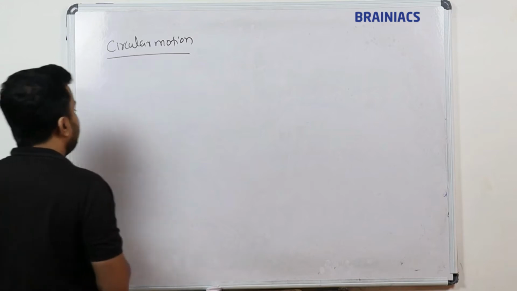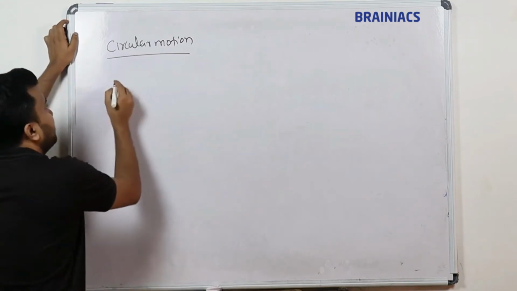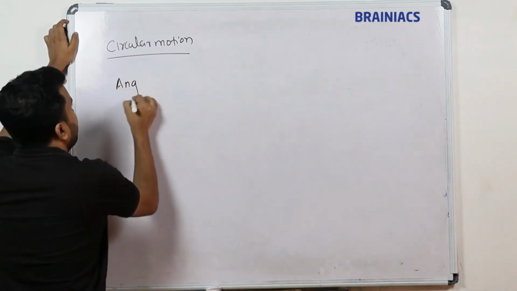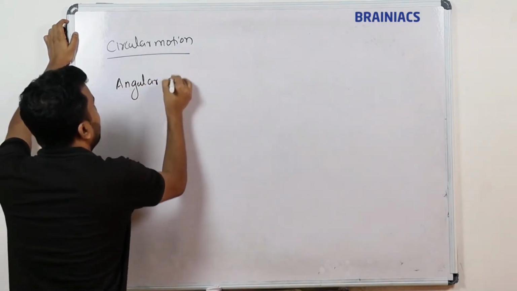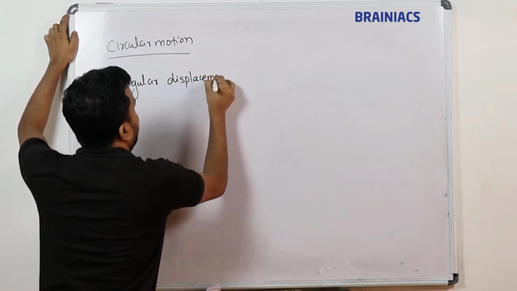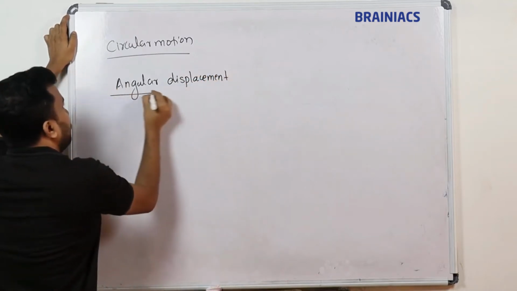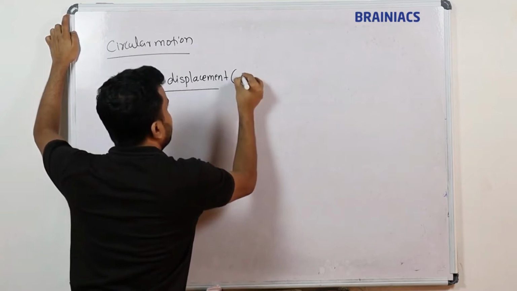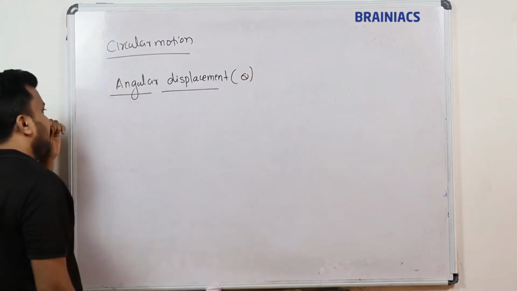Let's start with the first parameter. The first parameter is called angular displacement. You can write the subheading called angular displacement. Angular displacement is represented using theta. What is called angular displacement?